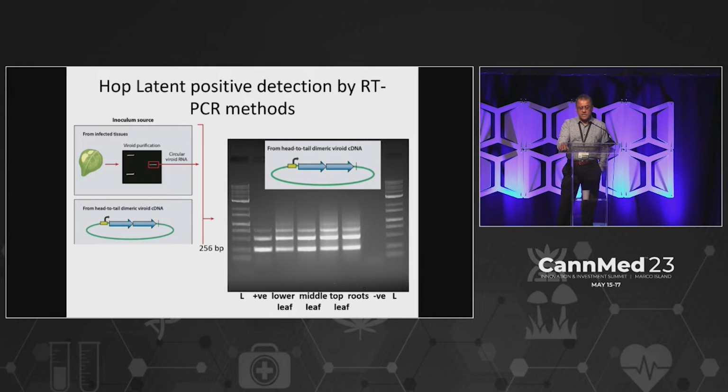Now, in order to detect this particular organism, this pathogen, we use what's called a PCR method, RT-PCR. Again, very similar to what was developed for analysis of COVID. And what you're seeing here is a gel, and the white bands that you see, the multiple bands, indicate the presence of the pathogen. So I'll be showing you a number of these slides that illustrate that wherever you see the white bands, it tells you that the Hop Latent Viroid is present in that particular sample.